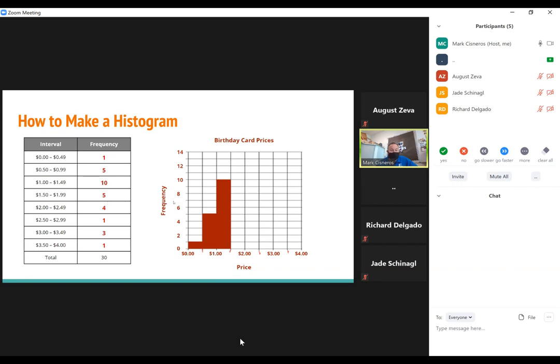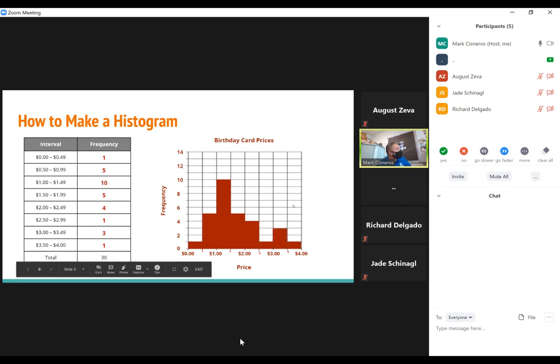I look over here at the bar. There was 5 for the next, $1.50 to $2 or $1.99, and I fill it in. 4, and then 1, 3 here, and then 1. And this is a histogram. You don't have to worry about making it by hand, because I'm going to show you guys in your assignment how to do it by computer. But we do need to make sure to know how to read them.